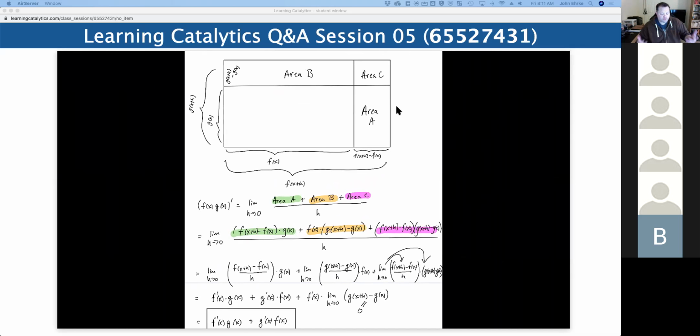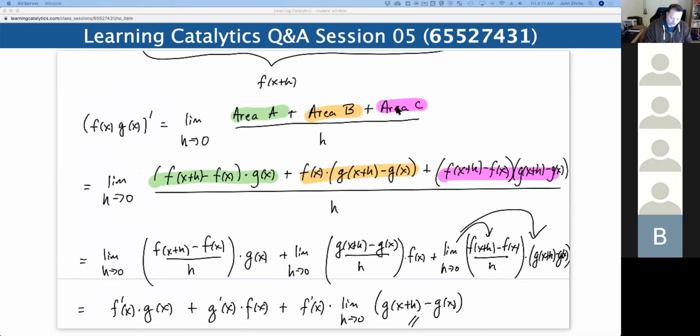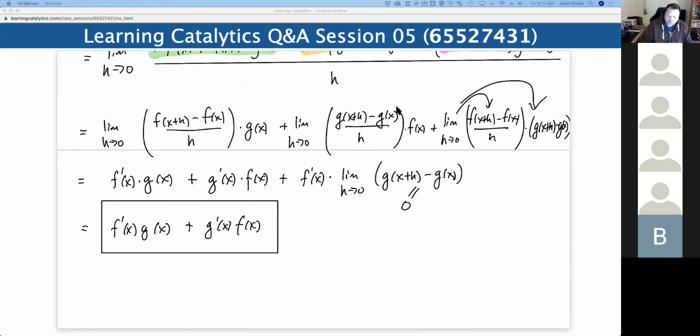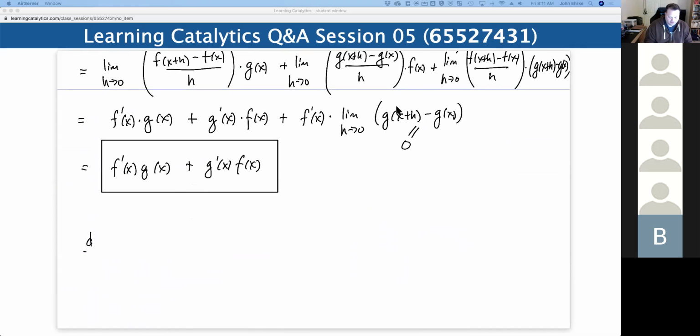So now we've proved the product rule. It turns out that if you know the product rule, you can apply it to the quotient rule, because you can think of the derivative of f divided by g as being the same thing as the derivative of f times the inverse of g.